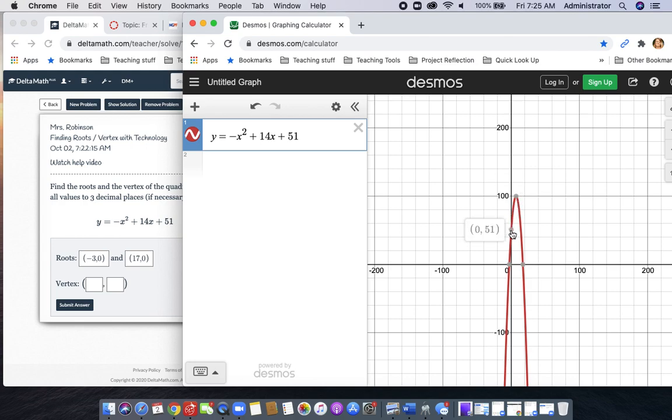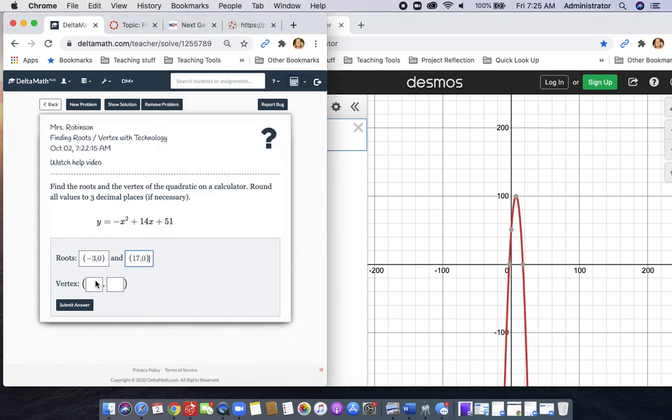And in fact, if they ask me for the y-intercept, I could hover over that point, and it tells me that the point is 0, 51. So Desmos is really awesome. So remember, your vertex is your max or min point. This is a max point, so the ordered pair is 7, 100. And that's all you're going to do for these.